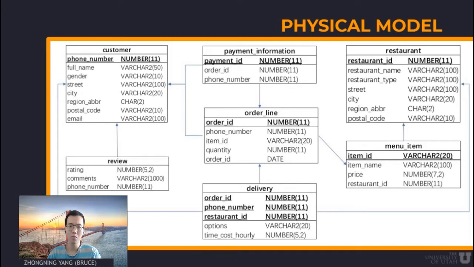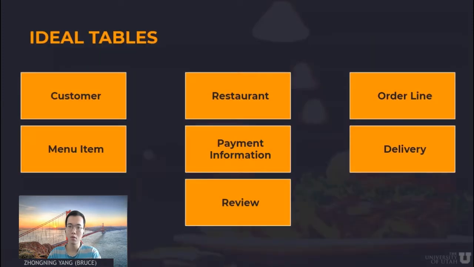Obviously in the customer and restaurant table, phone number and restaurant ID are primary keys. In the payment information, order line and menu item tables, payment ID, order ID, and item ID became the primary keys. It is noticeable that in the delivery table, order ID, phone number, and restaurant ID are combined as the primary keys. Furthermore, in the review table, the phone number is the only foreign key to connect with the customer table. Honestly, between our ideal tables and created tables, the delivery table is the only difference.